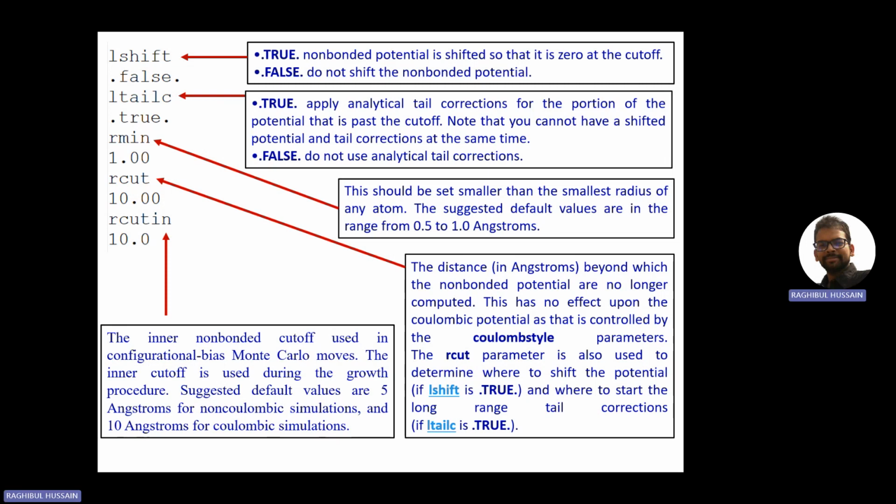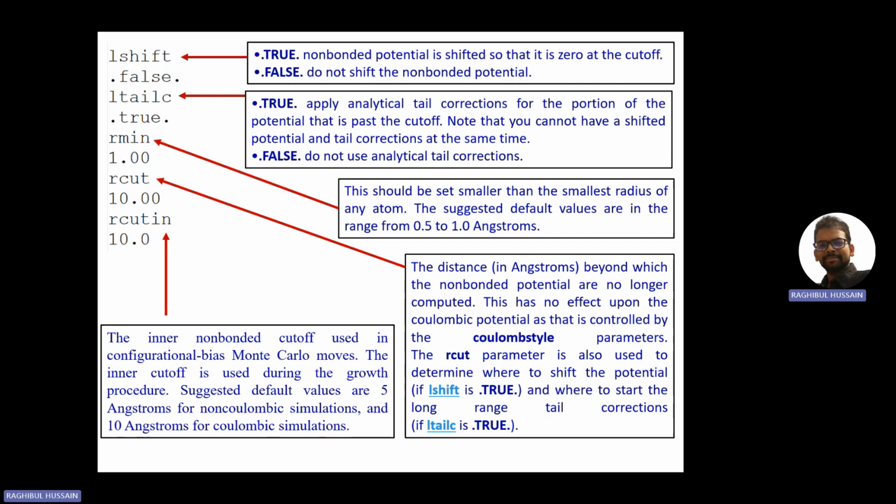Now let us come to the L shift. Now we have two options. This option says a non-bonded potential is shifted. See, after 10 angstrom, we have some value and we are ignoring that value. So one option is that you shift this function in such a way that it is zero at the cutoff.